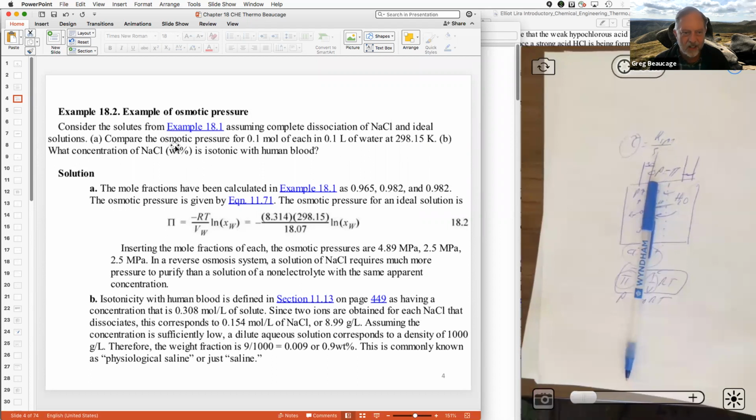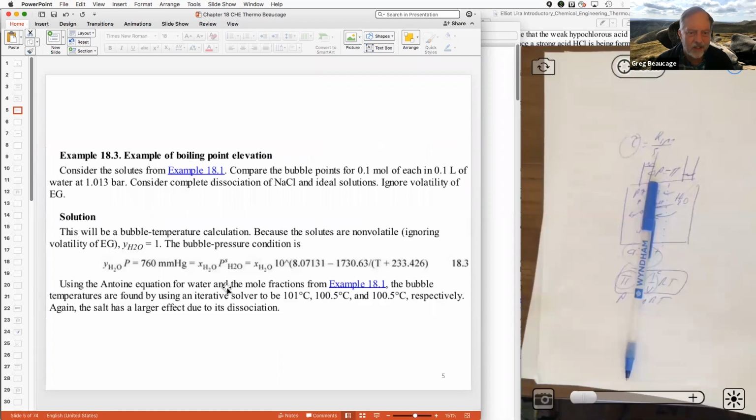So say for water, if it's 100% water or almost 100%, then you say that the activity coefficient is 1. You just put the mole fraction of water in here. That's the usual assumption, because you're usually working with a dilute electrolyte. And then the boiling point is the same thing. It's just plug into that equation and get the shift in the boiling point.